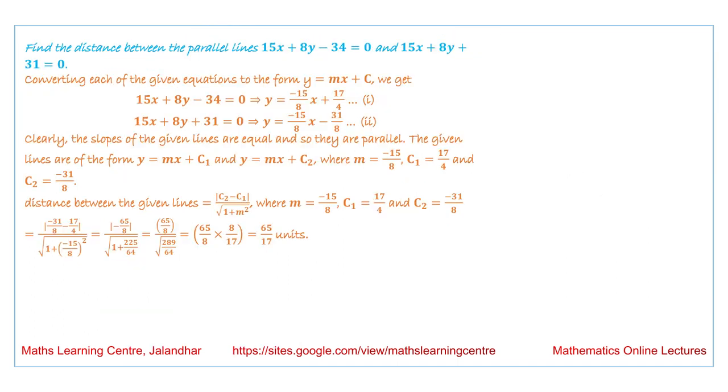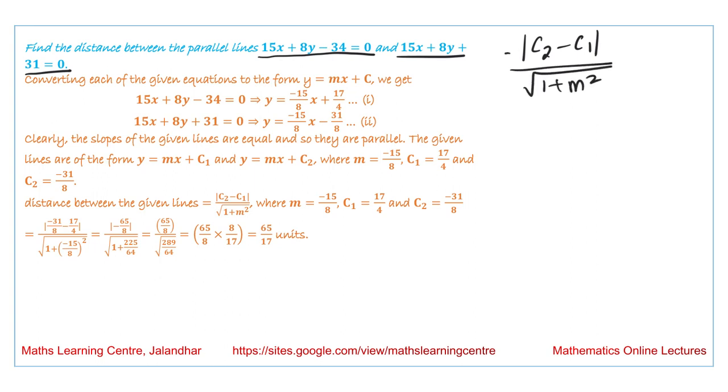Next we have is find the distance between parallel lines. These are the 2 parallel lines given to us. We know the formula is mod of C2 minus C1 divided by square root of 1 plus m square, where we have two equations, y is equal to mx plus C1 and y is equal to mx plus C2. So we reduce both these equations to these forms.